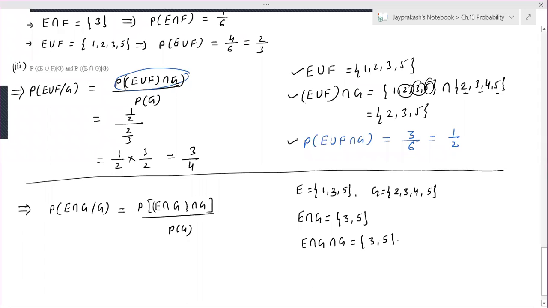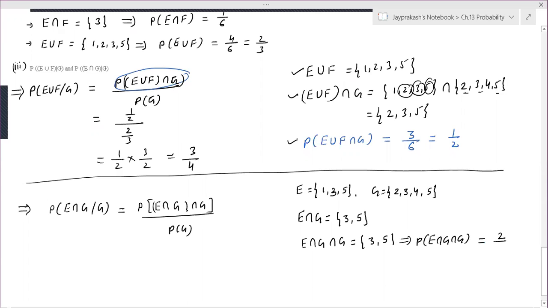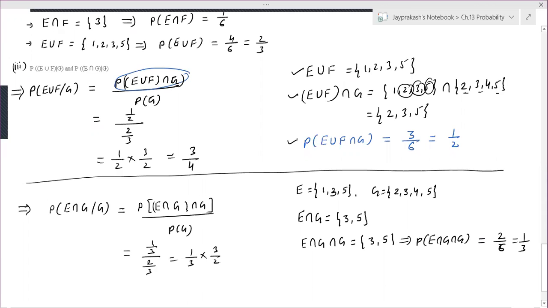So when we calculate the probability of this, P of E intersection G will be 2 elements out of 6, so it will be 1 by 3. So we can write 1 by 3 upon P of G, that is 2 by 3. So the final answer will be 1 by 3 into 3 by 2. So its answer will be 1 by 2.